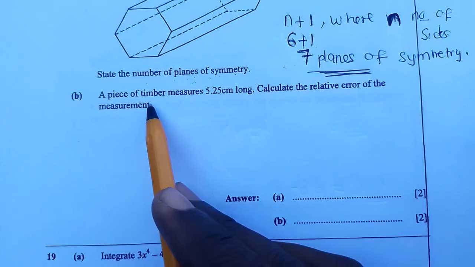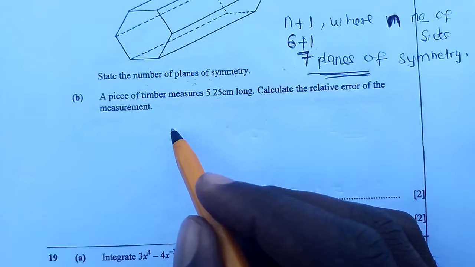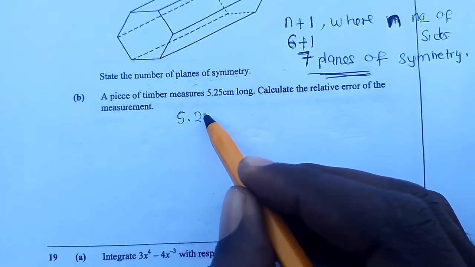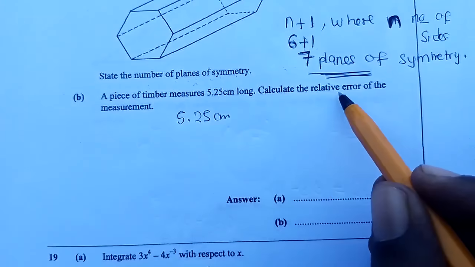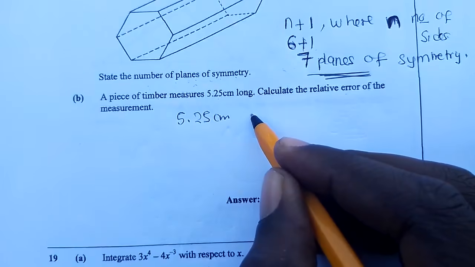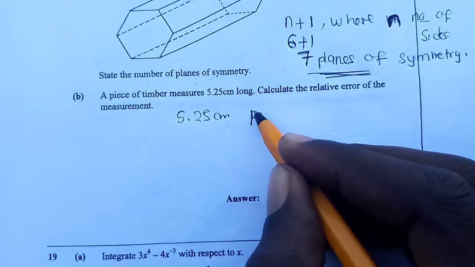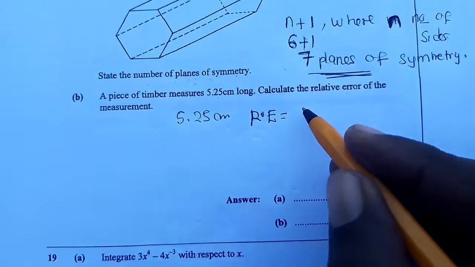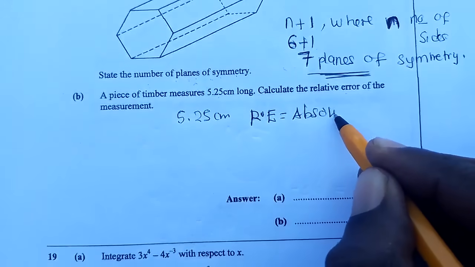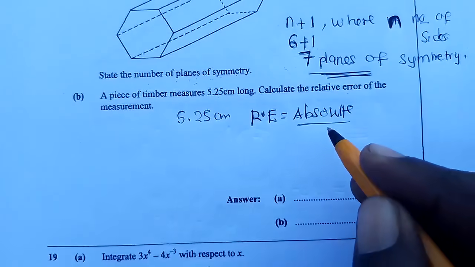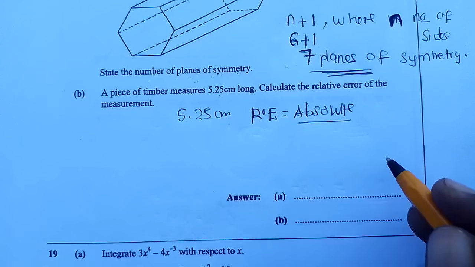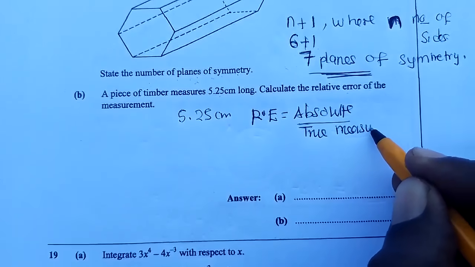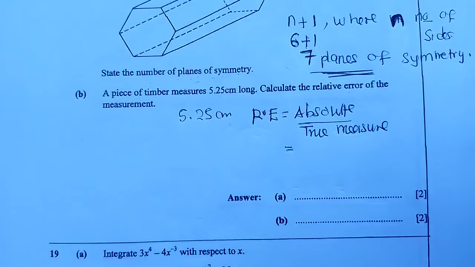A piece of timber measures 5.25 centimeters long. Calculate the relative error. So the relative error is given by this formula. You just need to know the formula where we say absolute error over true measurement. Absolute error over true measurement. So this is now equal to what is your absolute error?